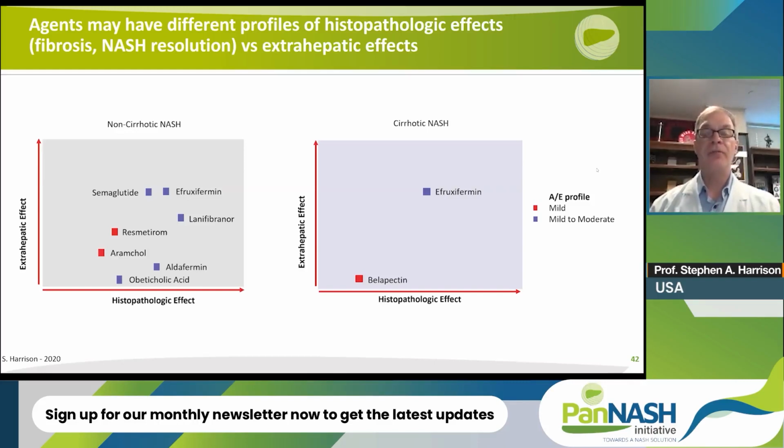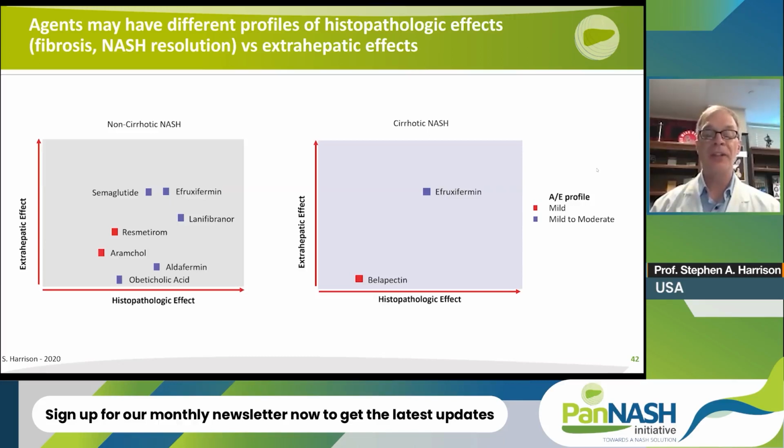We see very good results on extrahepatic effects of drug with semaglutide, a GLP-1 receptor agonist, and efruxifermin, an FGF21 agonist. These drugs have shown beneficial effects not only in the liver, but also on glycemic control, atherogenic lipids, and weight loss for semaglutide. And for efruxifermin, weight is neutral to slightly down, with potential impacts also on blood pressure.